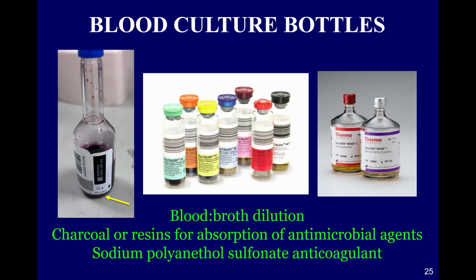So I tried to represent everybody semi-equally. That's the BacT/Alert on the left, and then the Versatrek on the right. A lot of these are built a little bit differently, but a lot of the principles are still the same, right? You have a blood to broth ratio to kind of dilute the specimen a little bit.